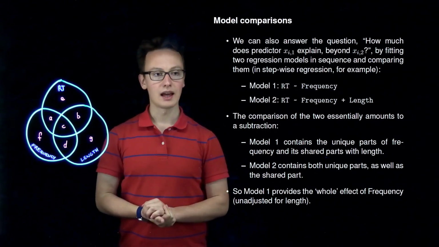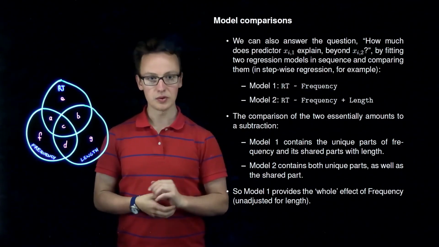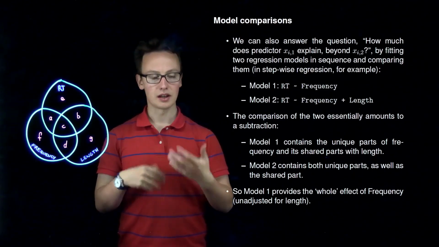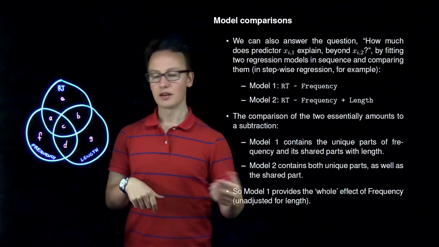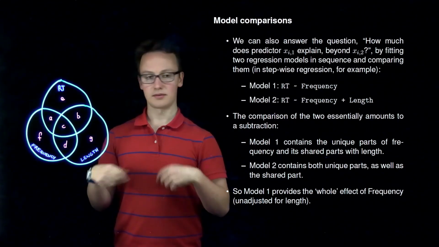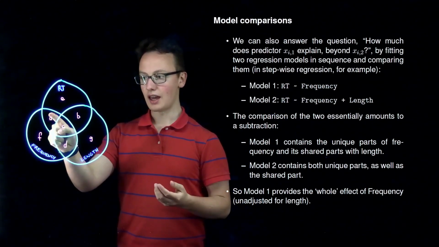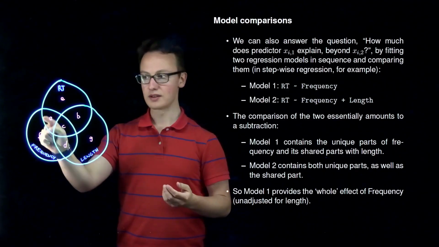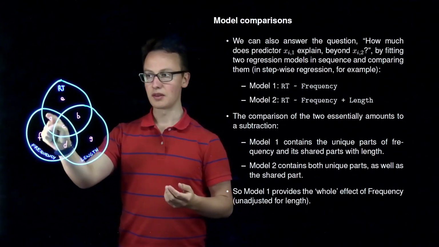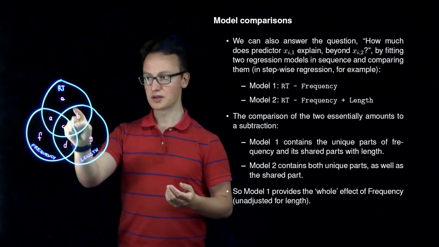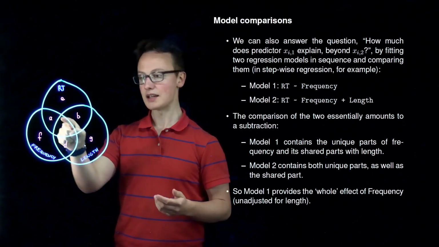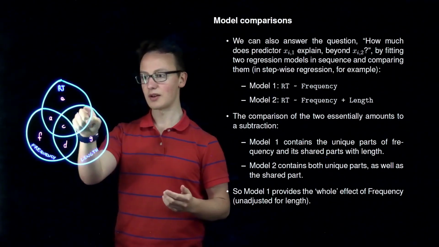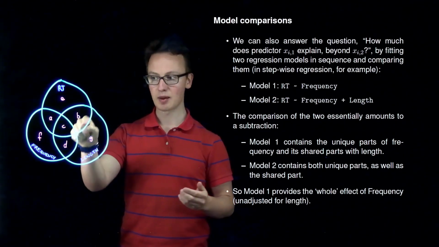And we could fit model 2, which will be including both the main effect of frequency and the main effect of length. So this model 2 will now explain A, C, and B, like all of this variance in the outcome variable. And so the residuals would now be E, it would be less variance that remains unexplained. So A, C, and B, these portions of the variance in reading times, are now explained by model 2.